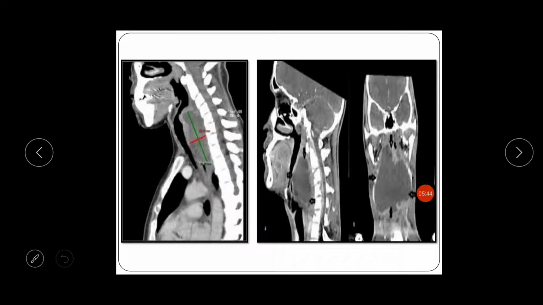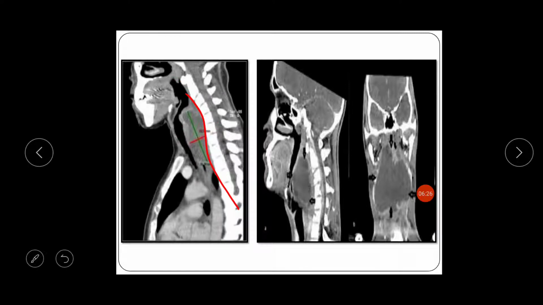In CT scan, we can see an abscess collection over the retropharyngeal space. This CT scan gives you an idea about the exact size of the abscess, the amount of pus collected, and from which site we can incise and drain the abscess. In this CT scan diagram, you can see a pus collection just anterior to the vertebral bodies. So that is a retropharyngeal abscess.